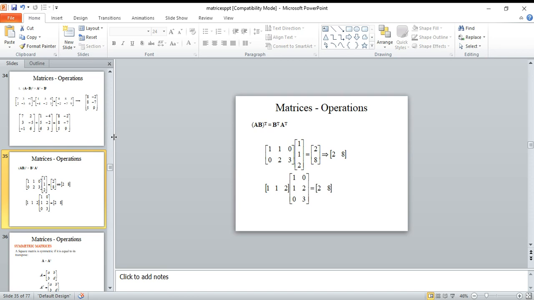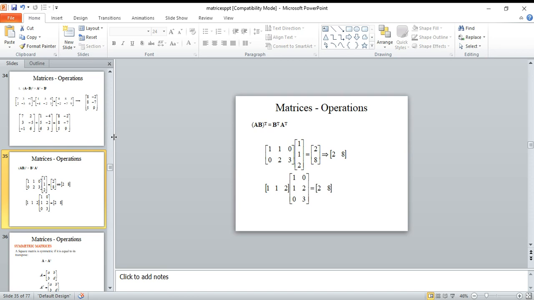So for example, to find AB transpose, A equals [1 1 0; 0 2 3] and B equals [1; 1; 2]. Multiply both. First row with the first column. Here the second matrix has a single column, that is a column matrix. First row with the column: 1 into 1 is 1, plus 1 into 1 is 1, plus 0 into 2 is 0. 1 plus 1 is 2.